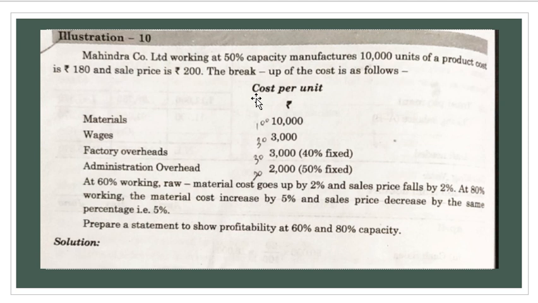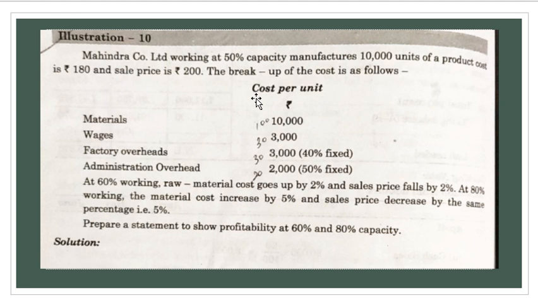So now illustration 10: Mahindra Co Limited, working at 50% capacity, manufactures 10,000 units of a product. Cost is rupees 180 and sale price is rupees 200. The breakup of the cost is as follows. So Mahindra company is working at 50% capacity, where 10,000 units are being manufactured. Then the cost per unit is also given, which is 180, and the selling price is 200. So that means they have sold at a profit of 20 rupees per unit.